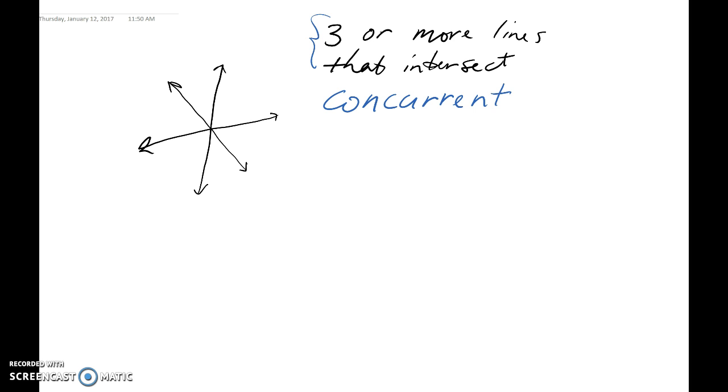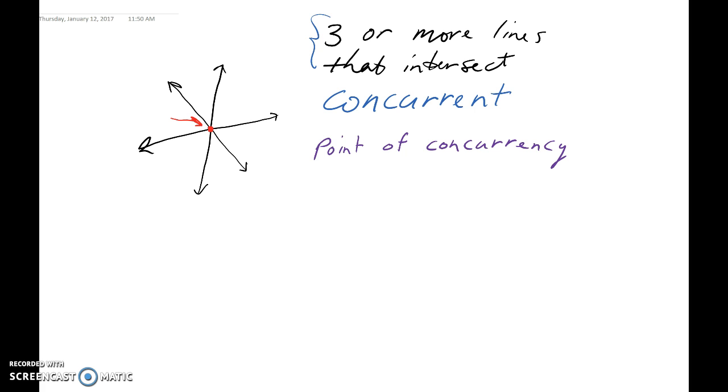Now this here, where they all intersect, that's where all three lines intersect at the same point. That is said to be their point of concurrency. So when we talk about three lines being concurrent, we know that means that they all intersect at the same point, and then that point at which they intersect is their point of concurrency. All right, so that's the first thing we need to discuss before we start getting into this video.